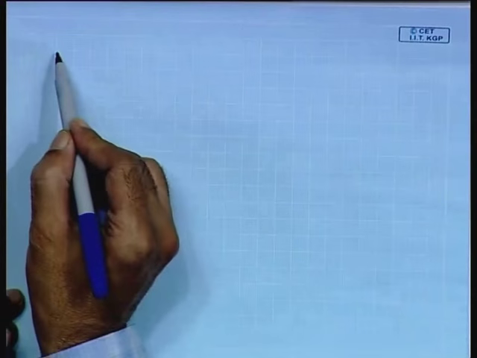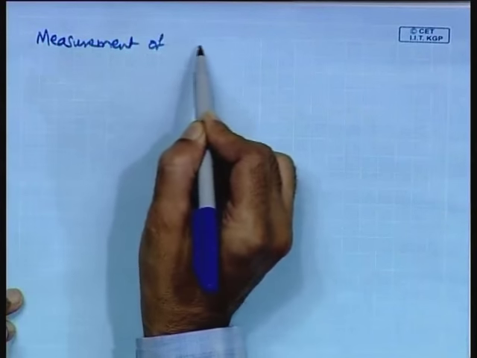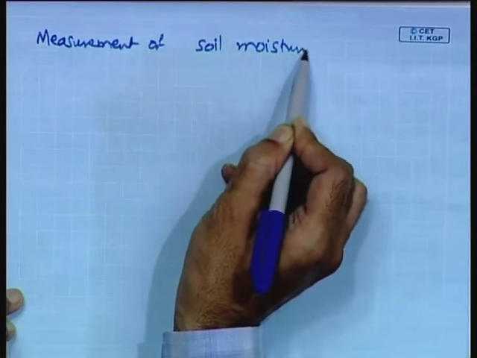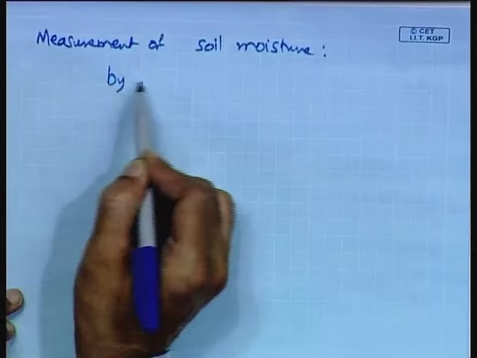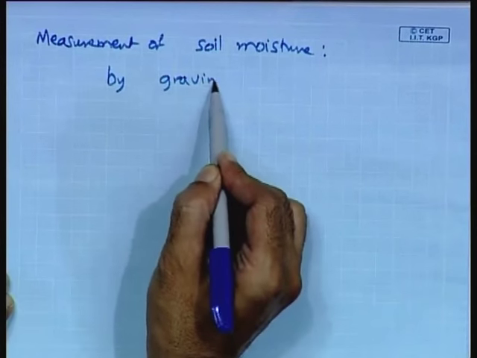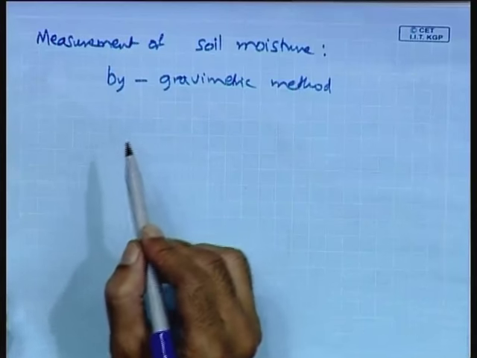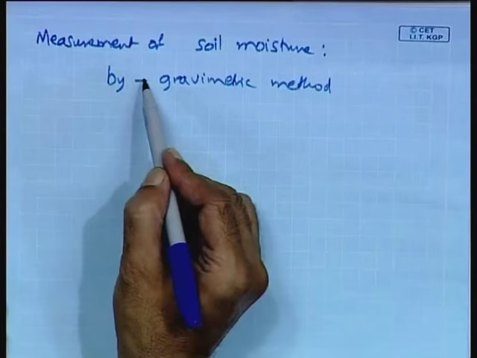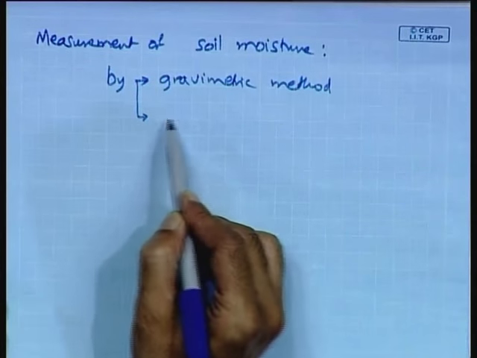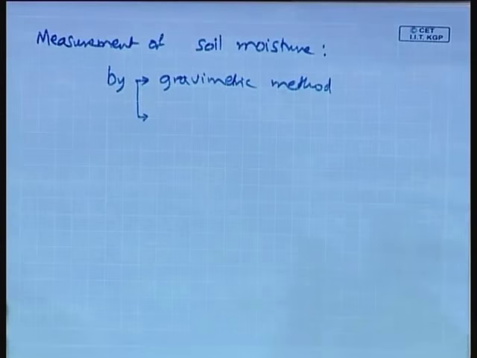The measurement of soil moisture is by the gravimetric method, in which we take the weight measurements, and also by tensiometer.